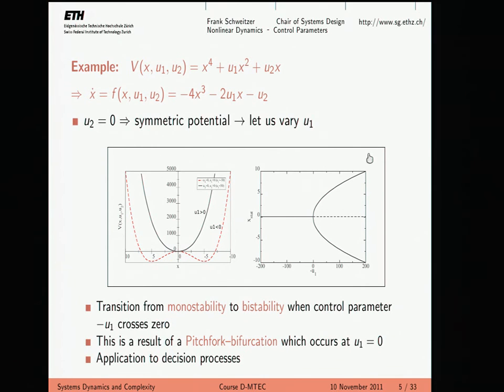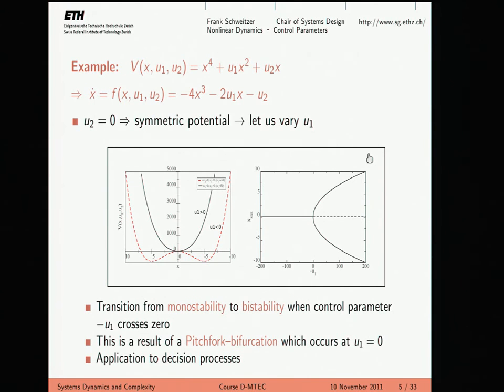Two more equilibrium points are generated. And our stationary point at 0 now becomes unstable. It was stable before, now it becomes unstable, just as I explained here. And this is a sudden change in the system.